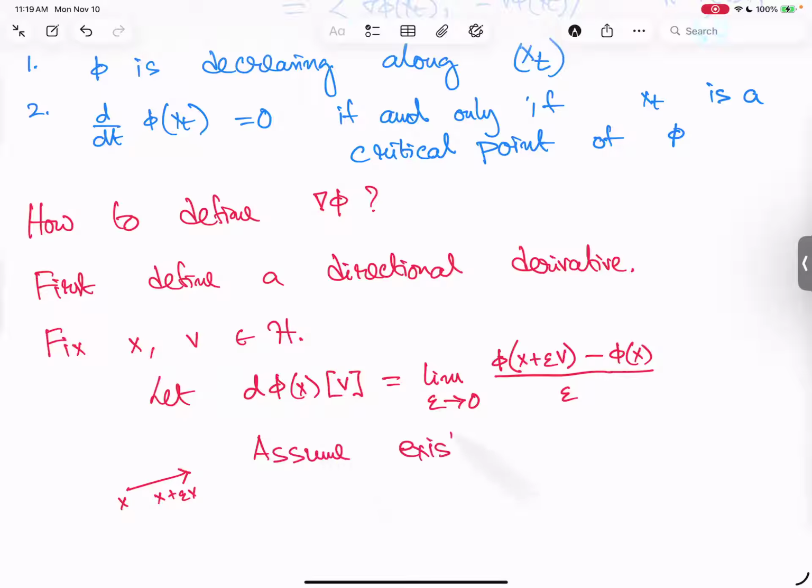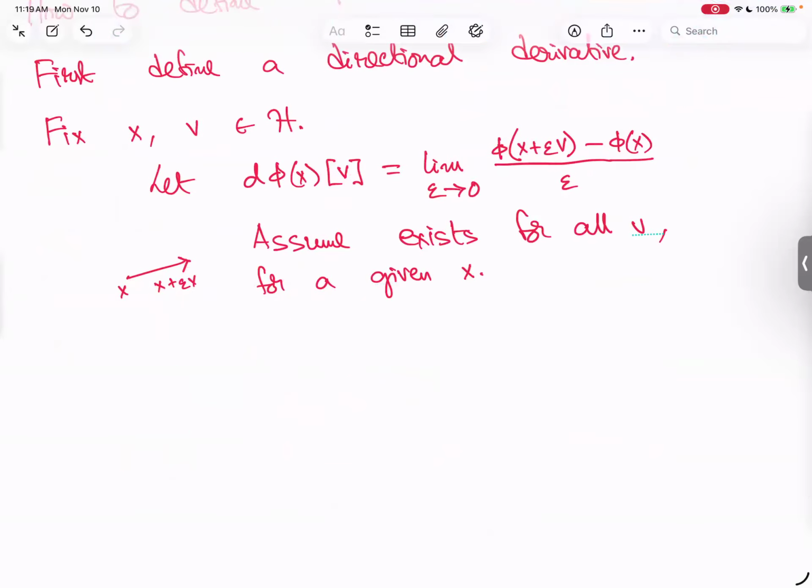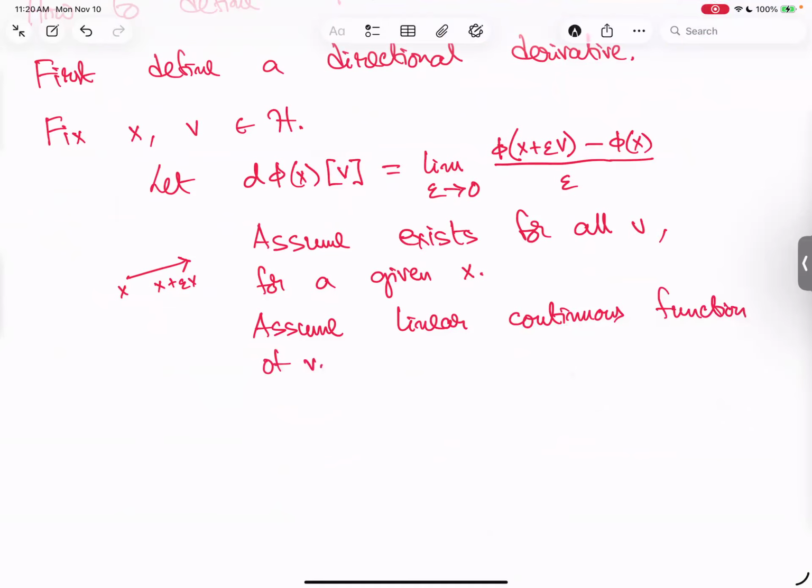Exists for all v for a given x. If it exists for all v for a given x, actually you can show that this has to be a linear function of v. Assume this is a linear and continuous function of v. This is, of course, real valued.